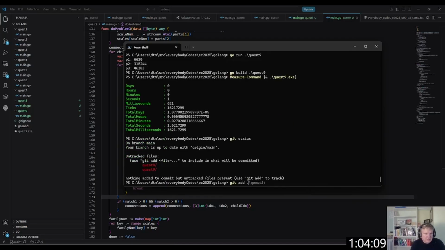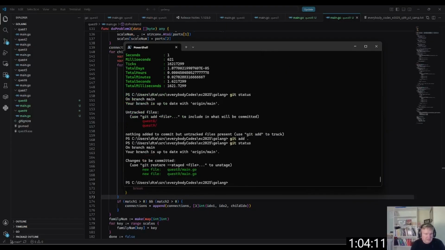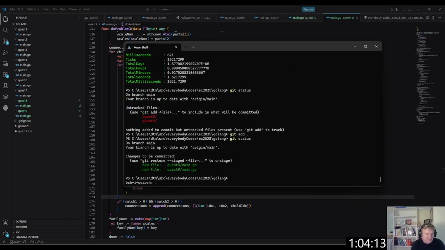But there you go. And now git add dot, quests 8 and 9.